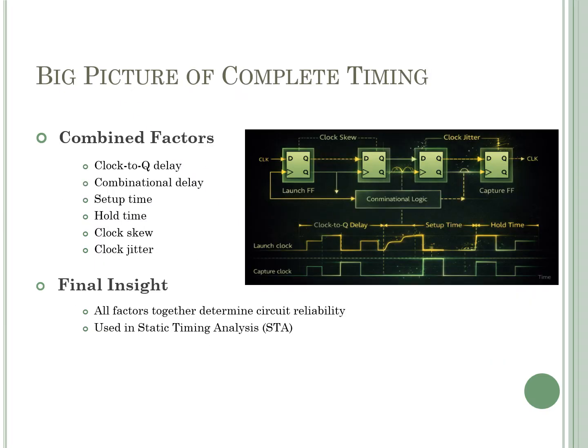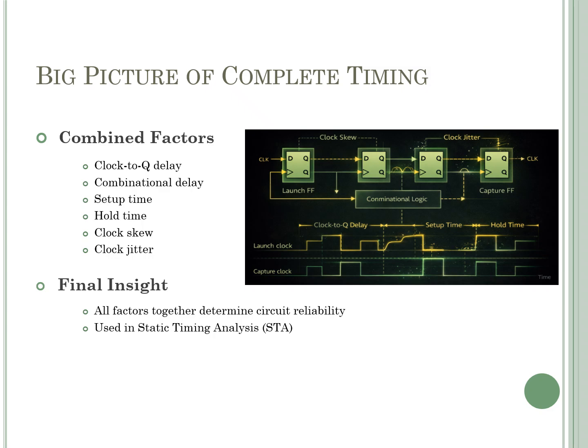Till now, we have learned multiple concepts like flip-flops, delays, critical path, clock skew, and jitter. Now let's connect everything together and understand the complete timing picture. In real digital circuits, timing is not decided by one factor. It is the combination of multiple delays and effects. Let's break down all the factors involved.